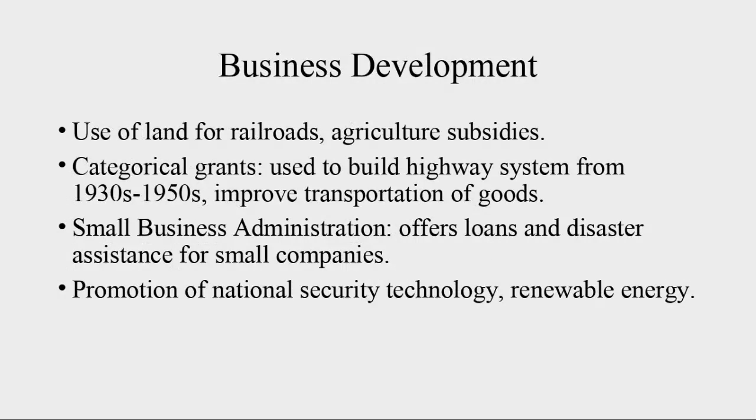Okay, so the government also tries to encourage business development. They try to encourage things like agricultural subsidies, and in the 1800s, giving railroad companies about 100 million acres of land to develop the coast-to-coast rail system.